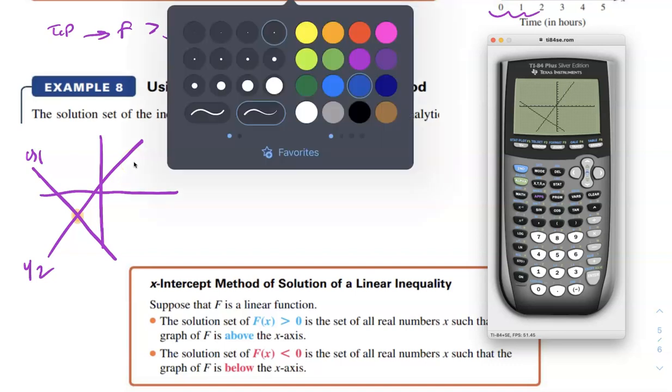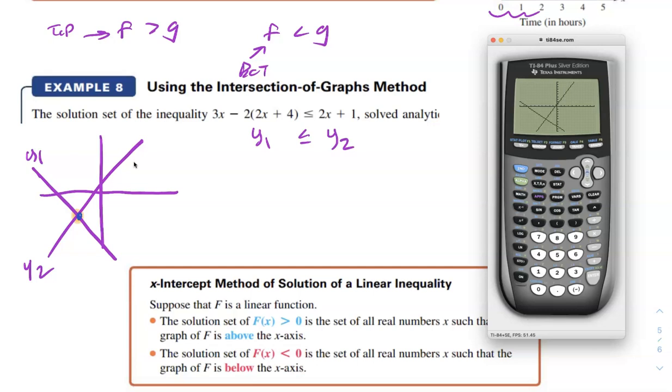So from like here all the way to here, that's when my y1 is less than my y2. That's when it's below the y2. Because remember, this is all y2, this is all y1. I should have done different colors. Anyway, I do got to figure out what that point is. How do we figure it out? We find the intersection. So we're going to go second, calculate, find the intersection.